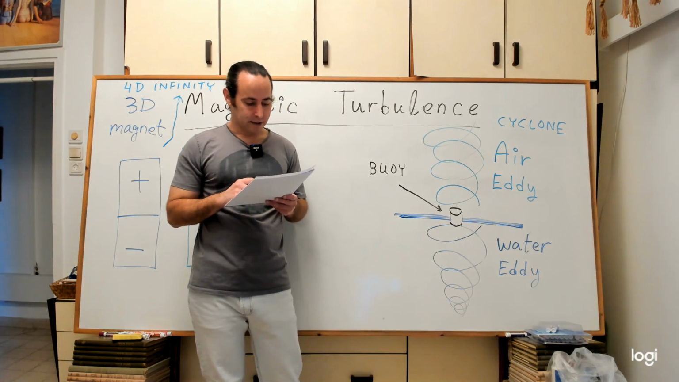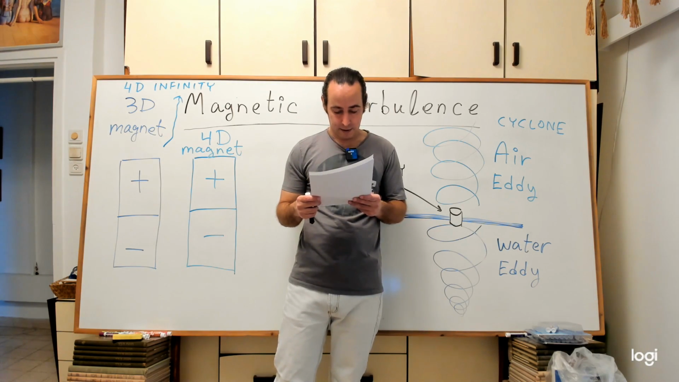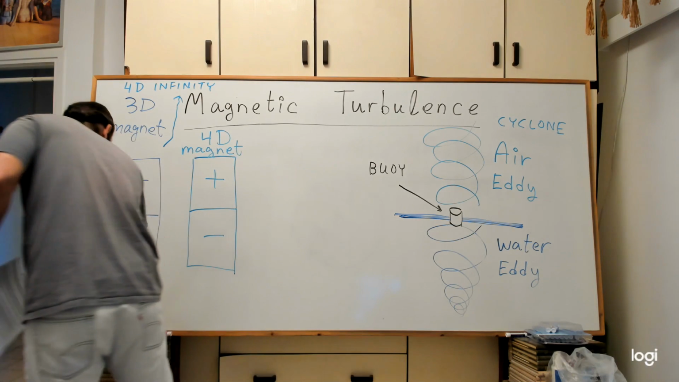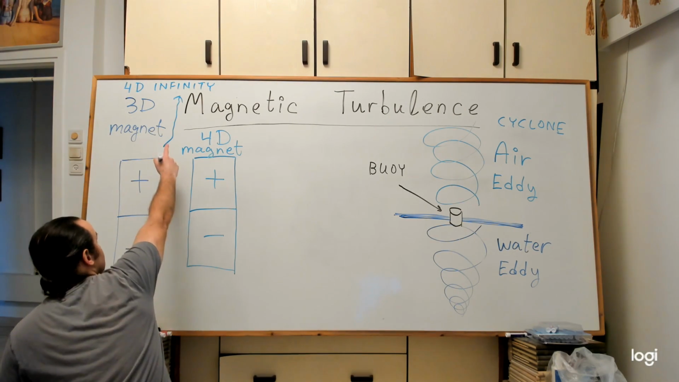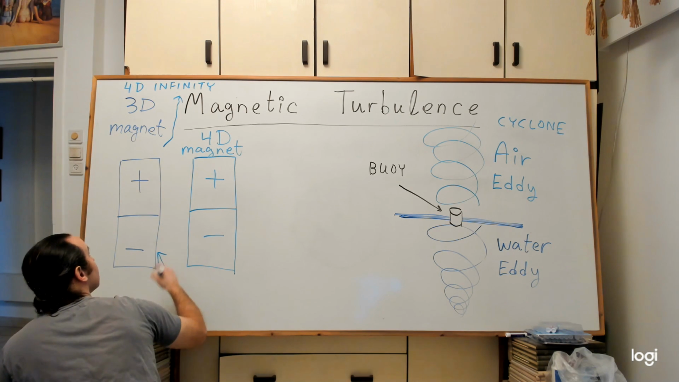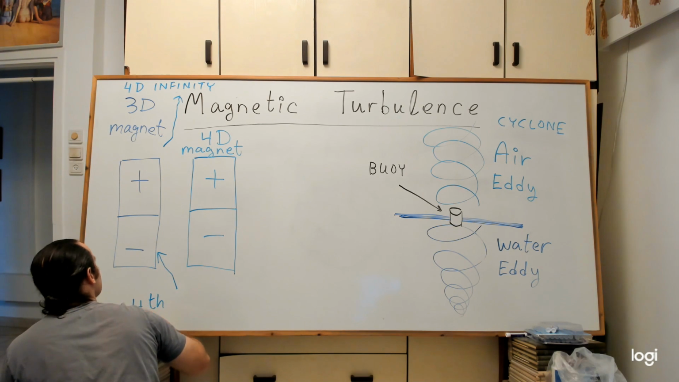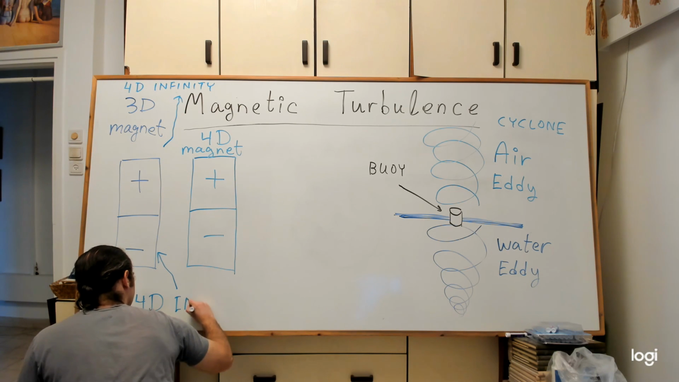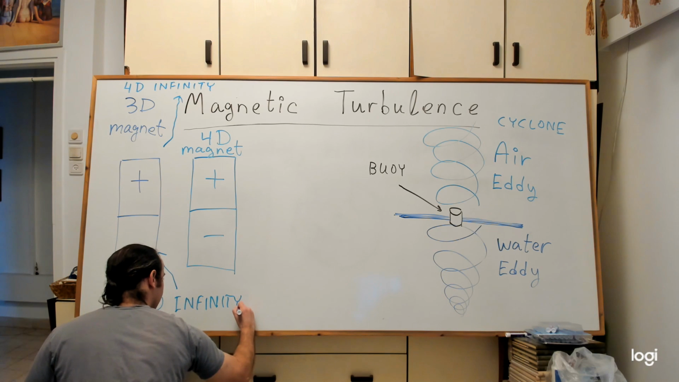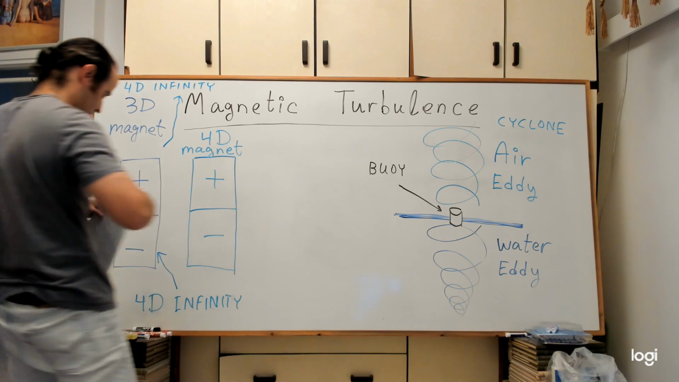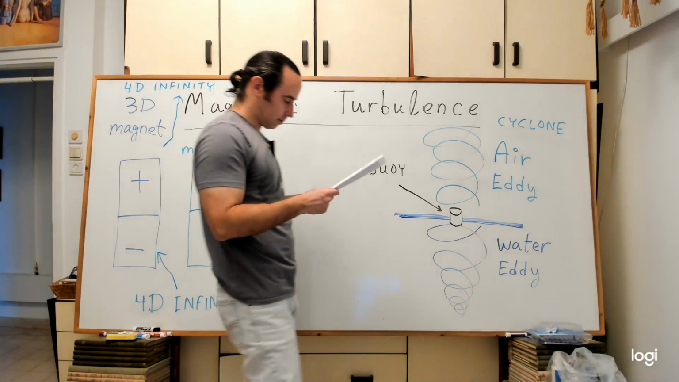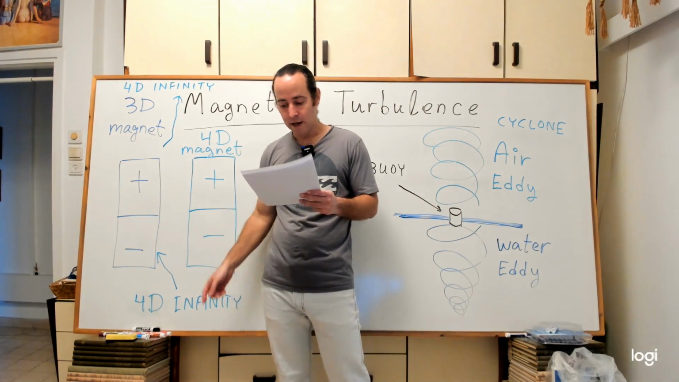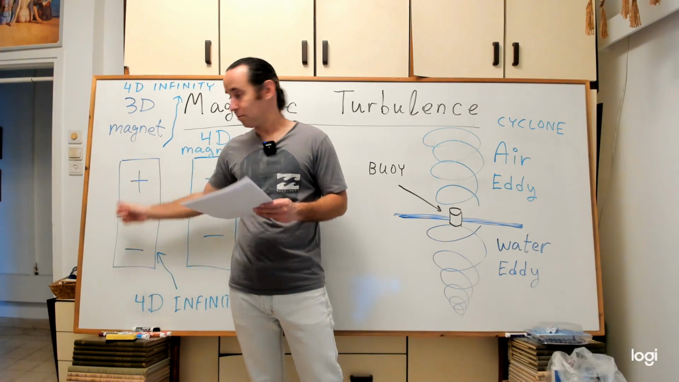Back from the analogy to the subject, in the same way, the negative pole of the magnet gets energy from the infinity of the fourth dimension. Okay? So this gives, this gets from the fourth dimension. Okay, so in the same way, the negative pole of the magnet gets energy from the infinity of the fourth dimension and not from the positive pole that is right next to it.